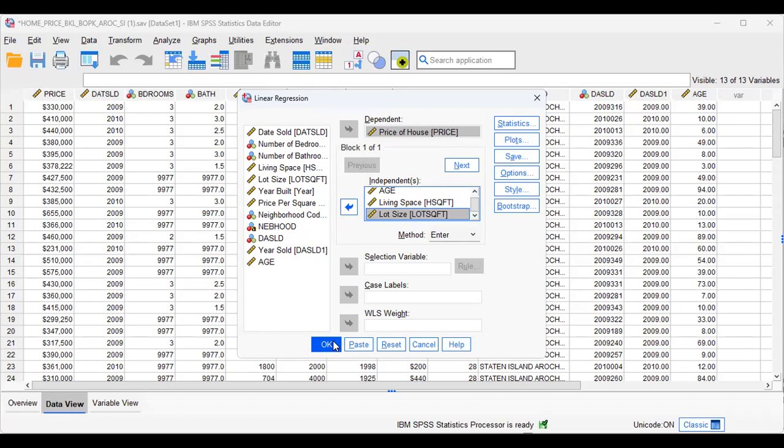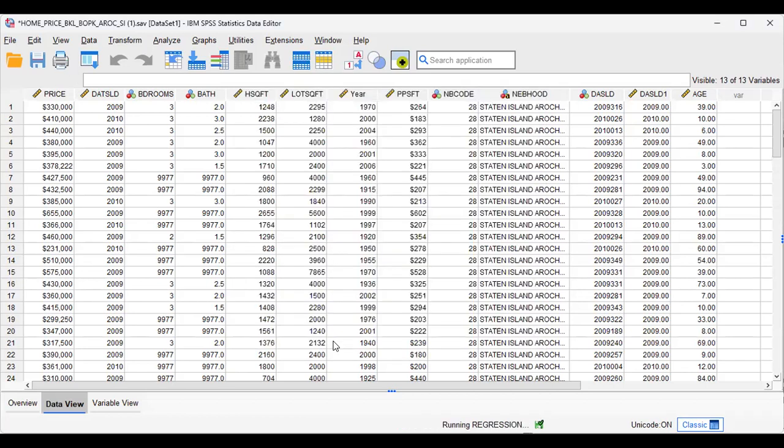So I'm going to say, okay. There you go. So these are the coefficients. As you can see here, the age is significant. Older houses sell for more. The living space is significant. Lot size is not exactly significant unless you use a 0.05 level of significance.